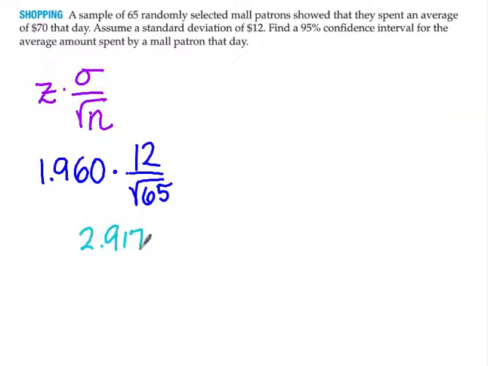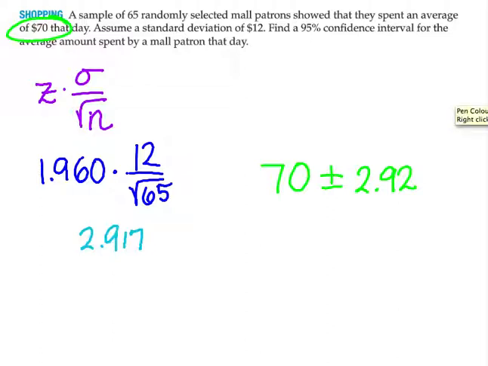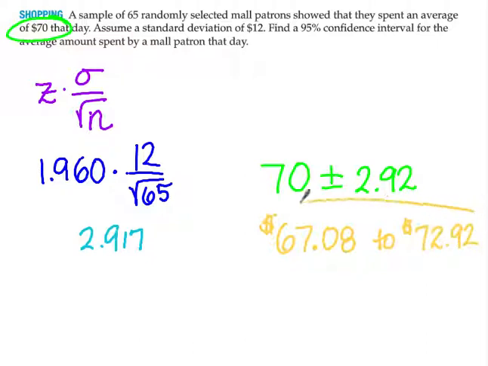2.917. Good. So now all I'm going to do is take the mean, which in this problem is 70, and I'm going to add or subtract, in this case, $2.92. The reason why I rounded to 2 decimal places is because we're dealing with money. 67.08 to what? $72.92. There you go. Questions?